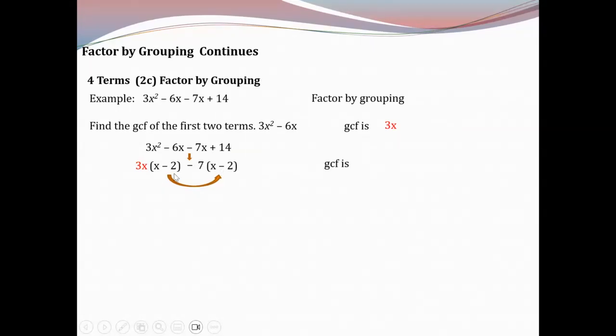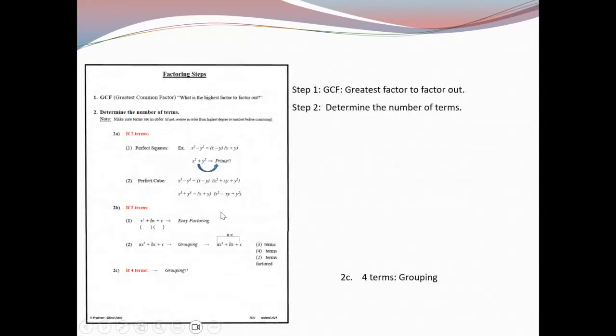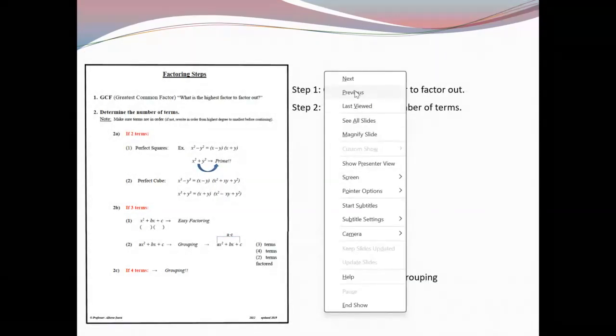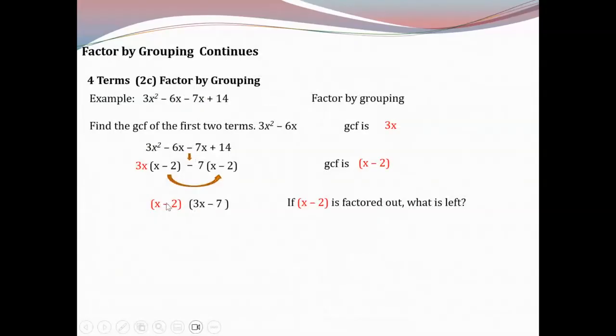Now, the GCF between these 2 terms is going to be the x minus 2. If you factor it out, what's left? The 3x minus 7. So let me go back. So this is my solution, guys: x minus 2 times 3x minus 7.